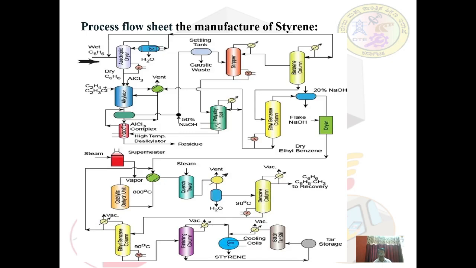The alkylation tower is cooled by cooling water to control the exothermic heat of reaction. The alkylated products are pumped to a cooler at 40 degrees Celsius where aluminum trichloride complex is separated and split stream is fed to the alkylator.